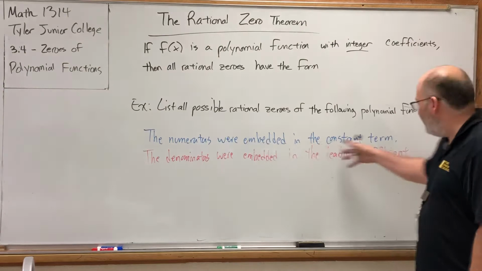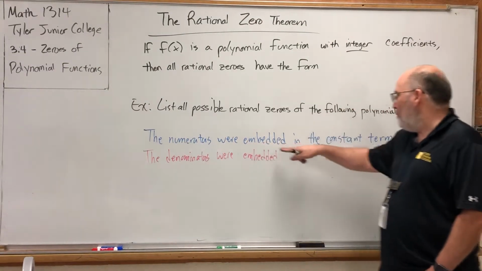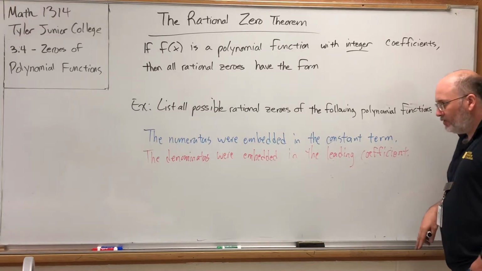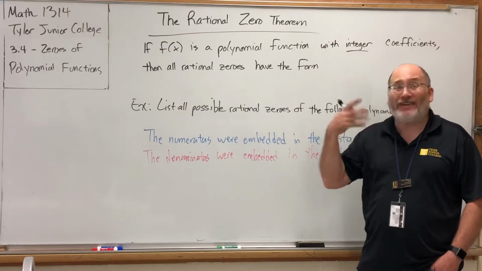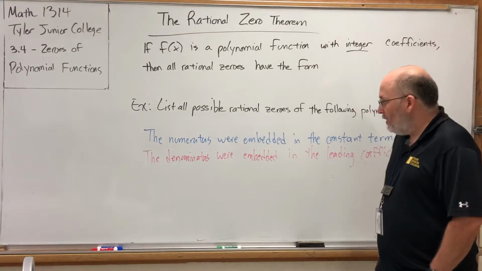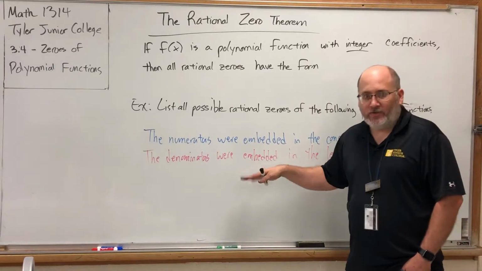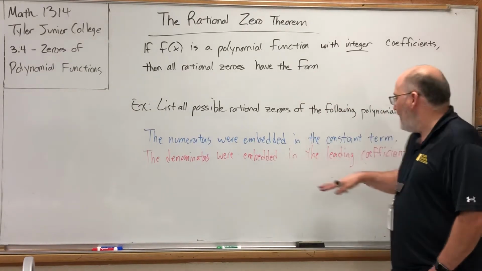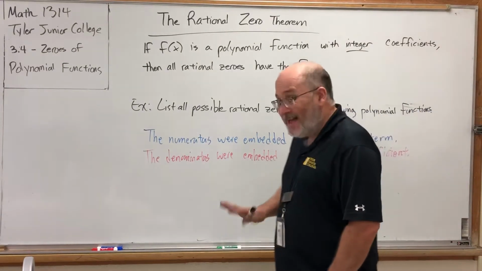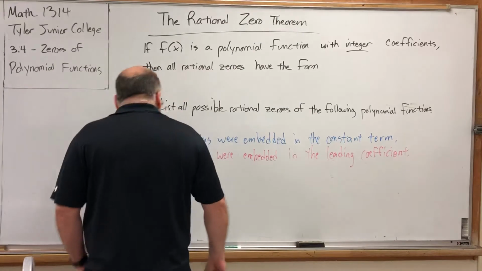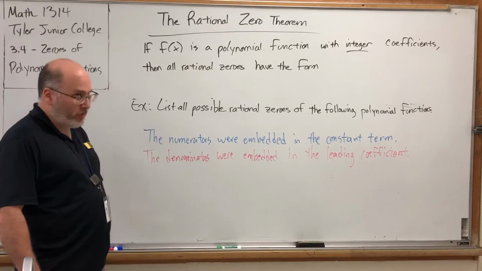In fact, I still have the last two statements written. The numerators of the zeros were embedded in the constant term. When I say embedded, I mean that they multiplied to make the constant term, so they were factors of the constant term. The denominators of the rational zeros, of the zeros from the previous function, were embedded in the leading coefficient. So they were in the leading coefficient as factors. We can take this and codify it into something useful, something called the rational zero theorem.